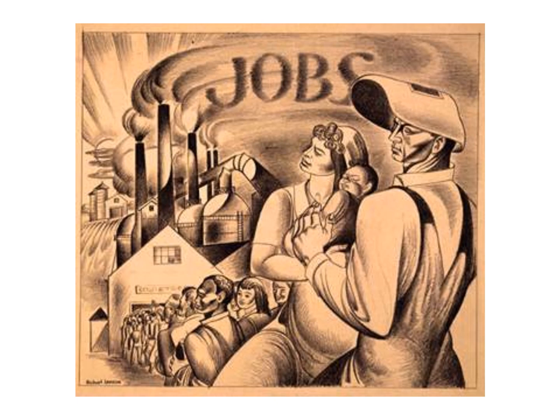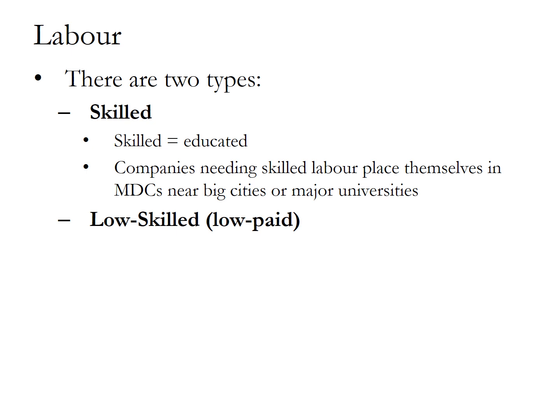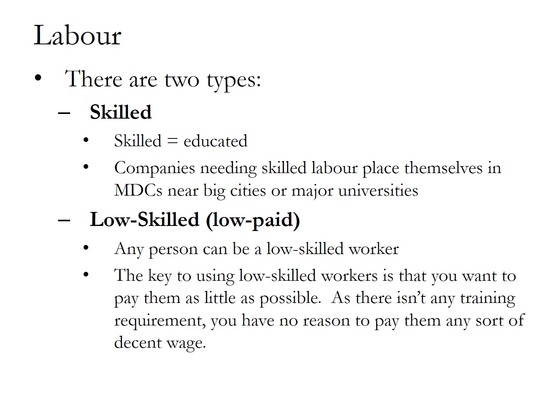Then we get to types of jobs. There are two types of jobs when we think about labor. There's skilled labor and there's low-skilled labor. Skilled labor means that the people are educated, and industries that need skilled labor are probably going to place themselves in the developed world near big cities or major universities where they have this employment pool to reach out to, and they'll be able to bring people in.